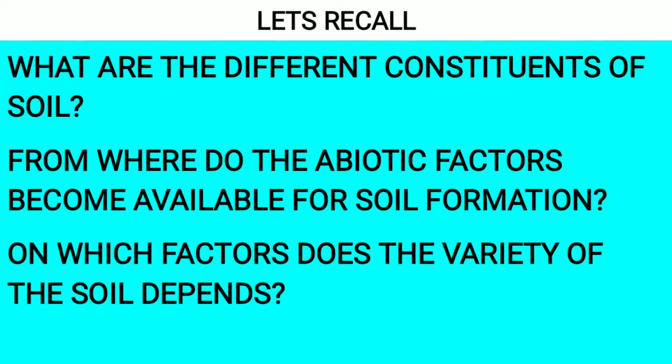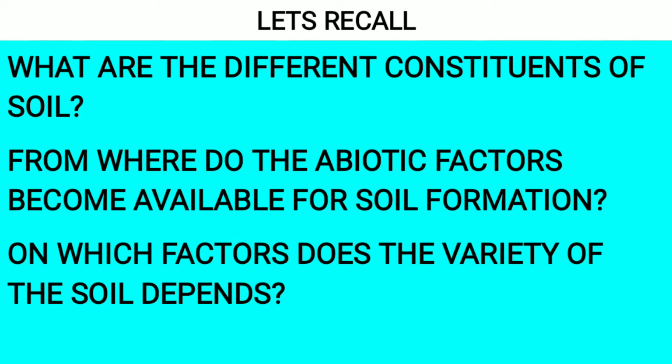Next question is, from where do the abiotic factors become available for soil formation? Before answering this question, you should know what are abiotic factors. There are two factors, biotic and abiotic. Biotic means living things. Abiotic means non-living things. If the soil should be formed, it is not mud, it is soil. So for that soil formation, which are the abiotic factors? It can be your water, it can be the solar energy, it can be your wind. Okay, so these are the abiotic factors.